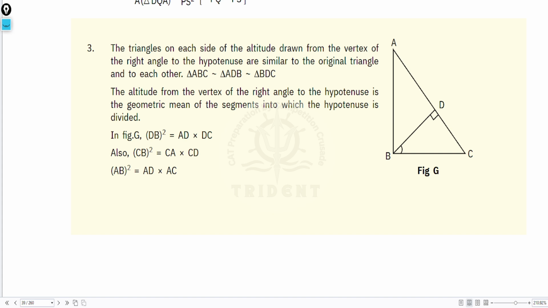Now one thing that they have done over here is that, just to make your life simple, they have introduced a fine lingo. So they said that the altitude from the vertex of the right angle triangle to the hypotenuse is the geometric mean of the segments into which the hypotenuse is divided. Now for somebody who can mug up formulas, it becomes very easy to remember these things. But I'm telling you for a fact that in an exam condition, recalling all these things becomes very difficult.